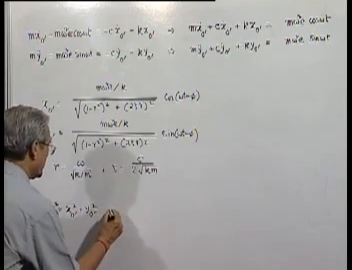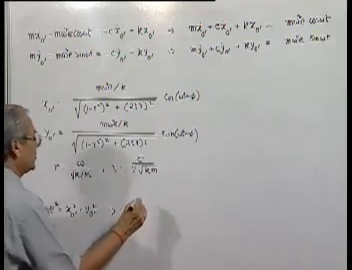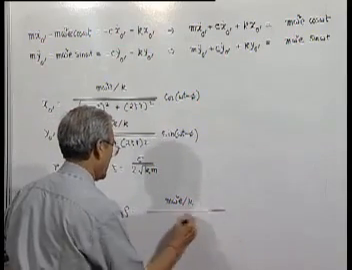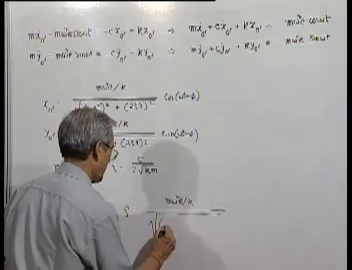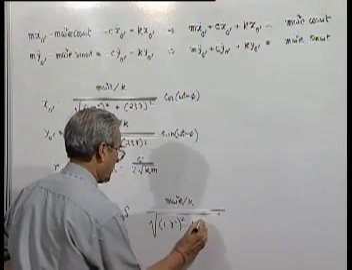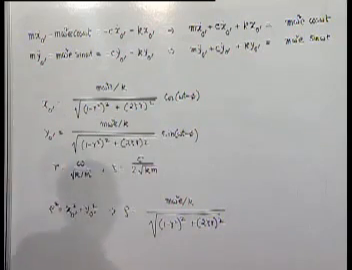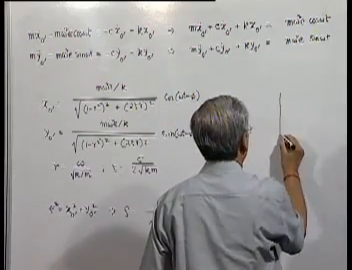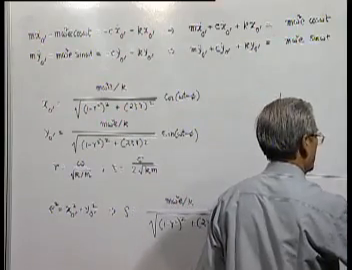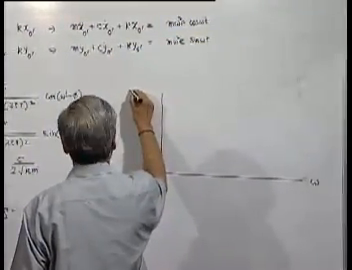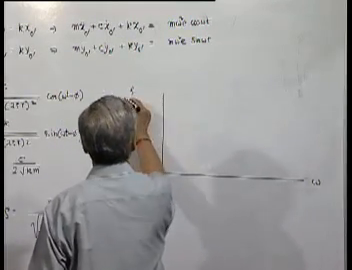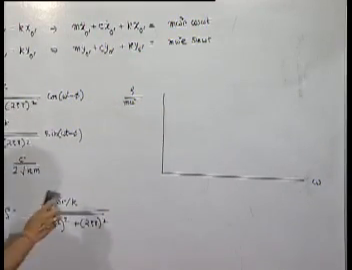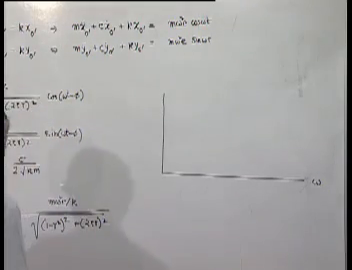So, this will give us rho equal to... So, we find that the characteristic will be very interesting. Let us see how it is going to be.